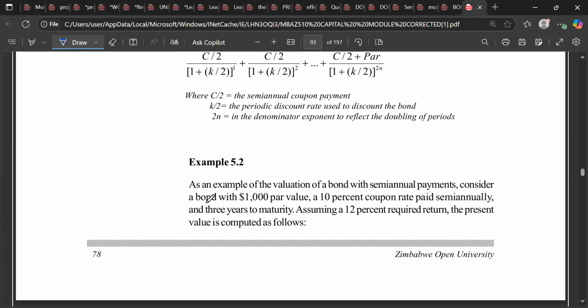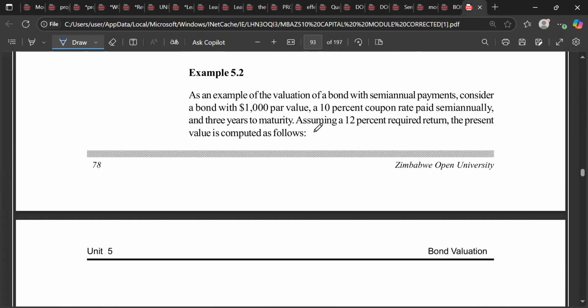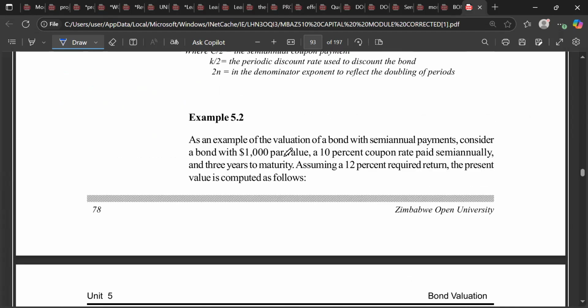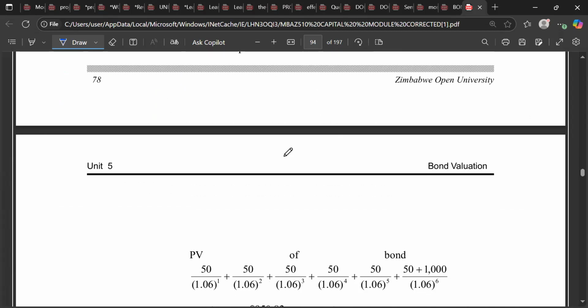Okay. So here's an example again. It's the same example we had before on the present value of a bond, right? Now I say it's semi-annual payment. So I'm considering a bond with $1,000 par value at 10% coupon rate, which is $100 paid semi-annually, 3 years of maturity, assuming 12% required return. So present value will be computed as you can see here.